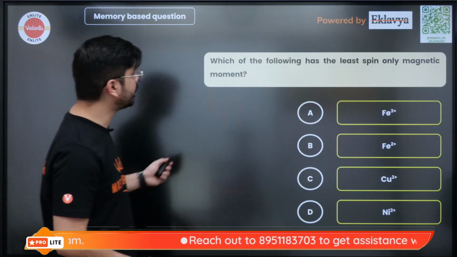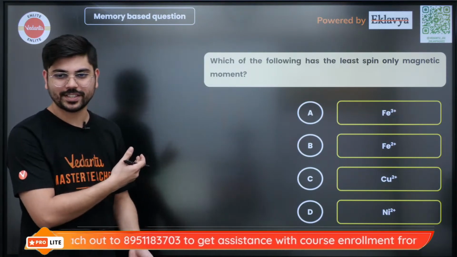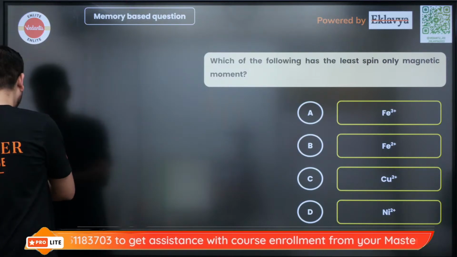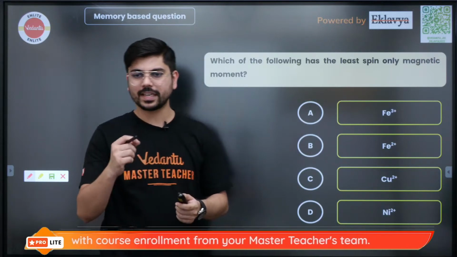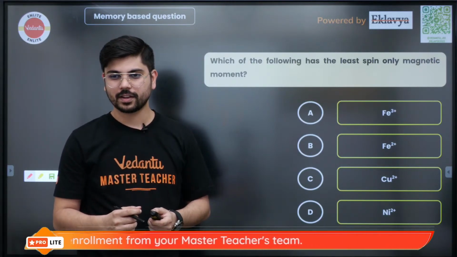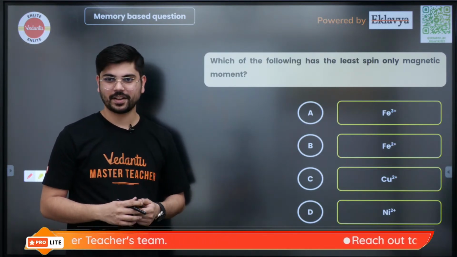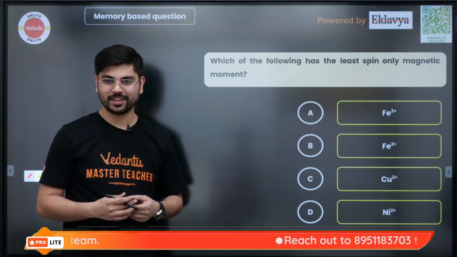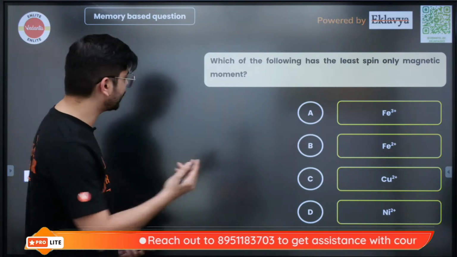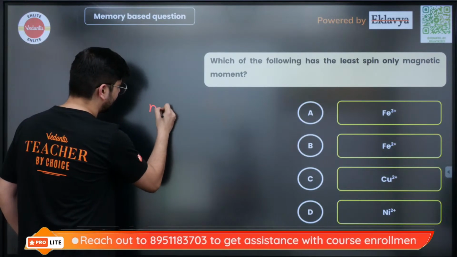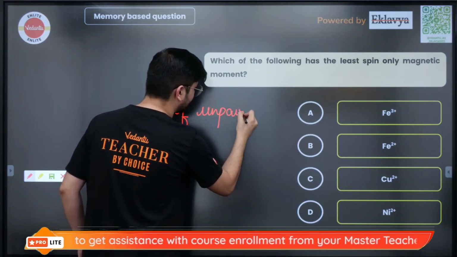Moving ahead, which of the following has the least spin magnetic moment? How do we check such questions? Can anyone tell me in the chat box? How do we check the spin magnetic moment? What exactly do we need to check? Anyone? Rahul, what about you? Harshini, we have to check the number of unpaired electrons, right? Great. Check the number of unpaired electrons.